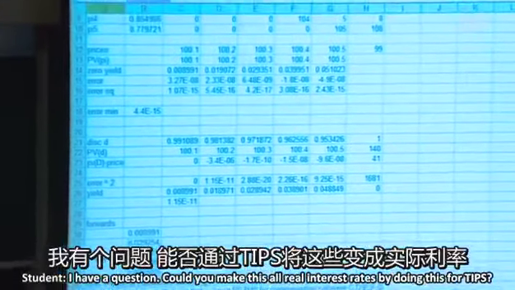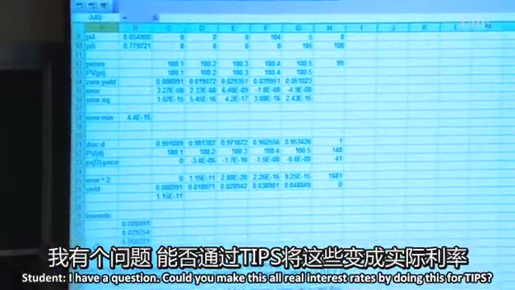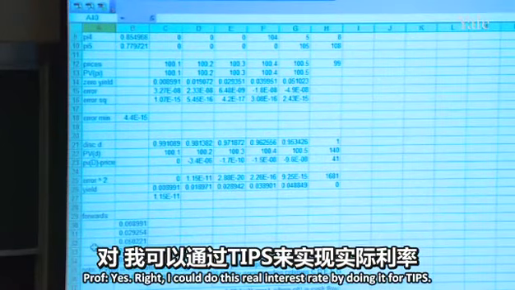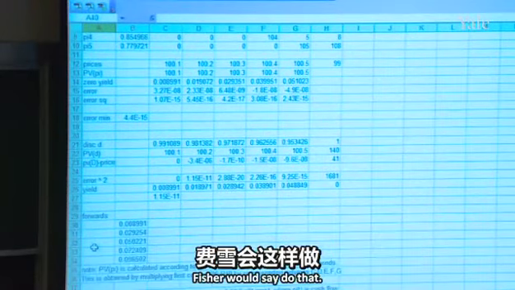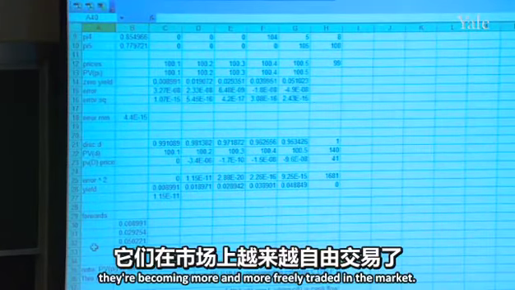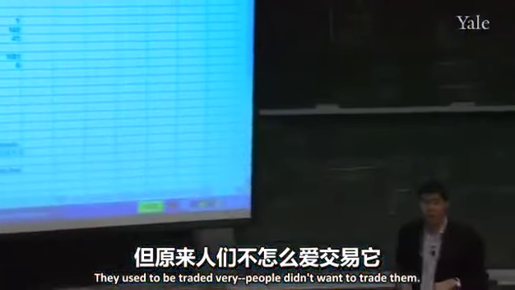I have a question. Sure. Could you make this all real interest rates by doing this for TIPS? Yes. Right. I could do this for real interest rates by doing it for TIPS. Fisher would say do that. Trouble is that TIPS are not traded as freely. They're becoming more and more freely traded in the market. They used to be traded very little, people didn't want to trade them.